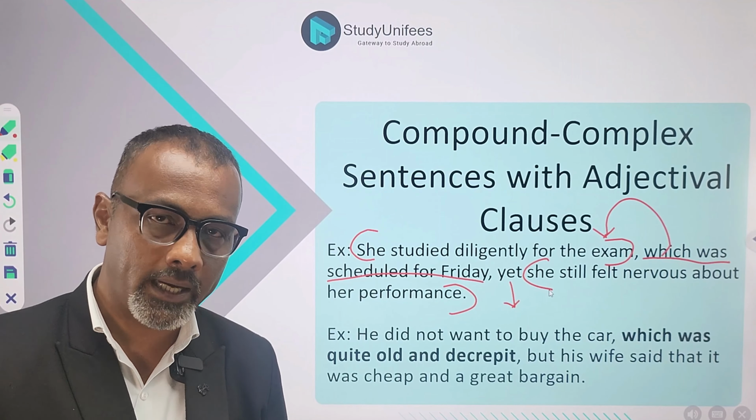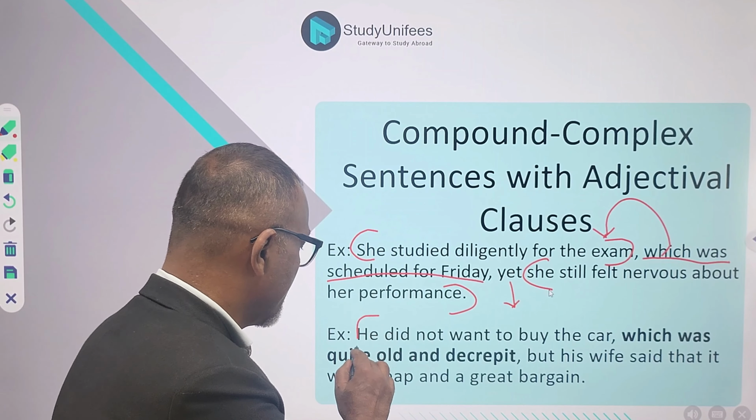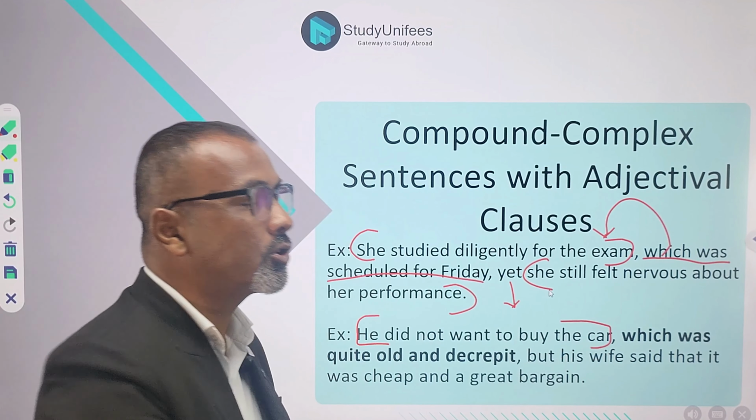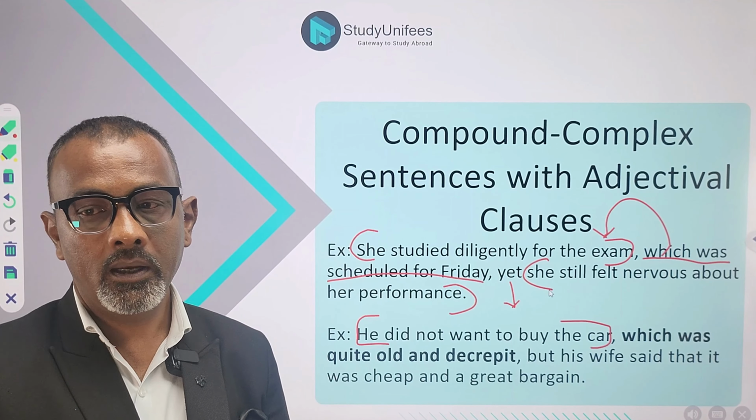Let's read it together. He did not want to buy the car, which was quite old and decrepit, but his wife said it was cheap and a great bargain. Here too, the two independents are, firstly, he did not want to buy the car, and secondly, his wife said that it was cheap and a great bargain.